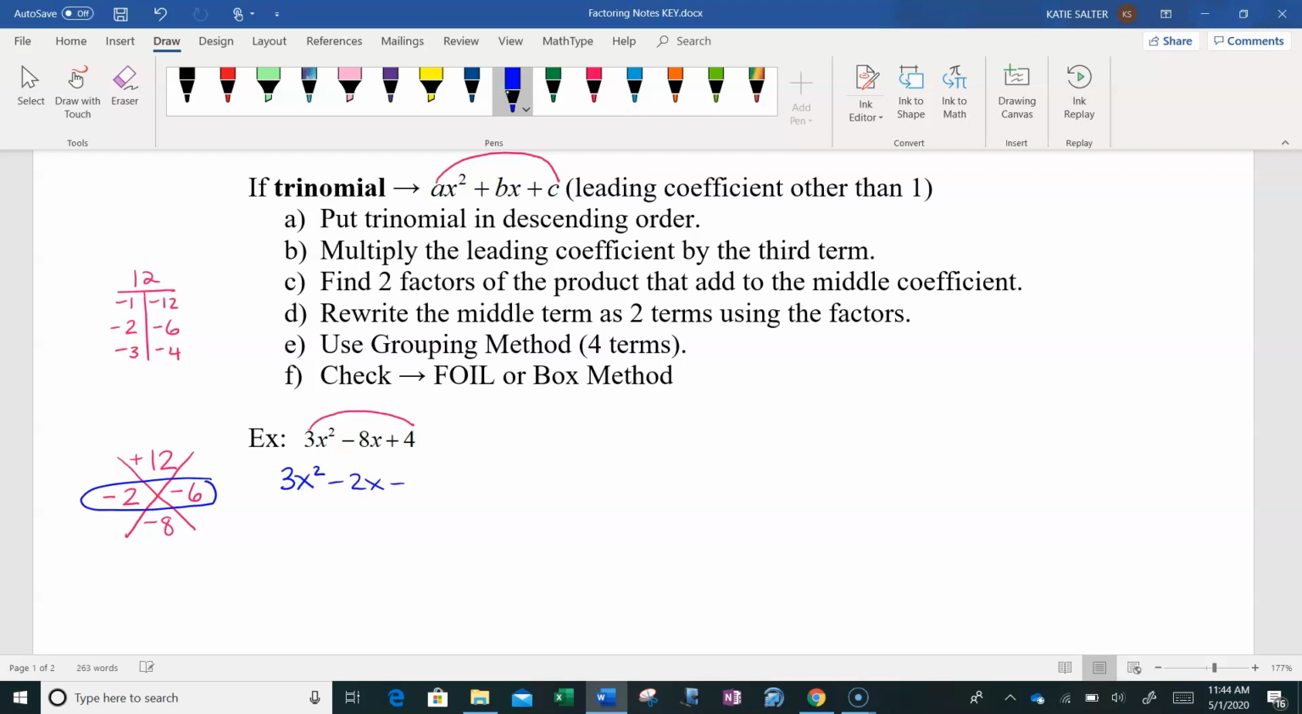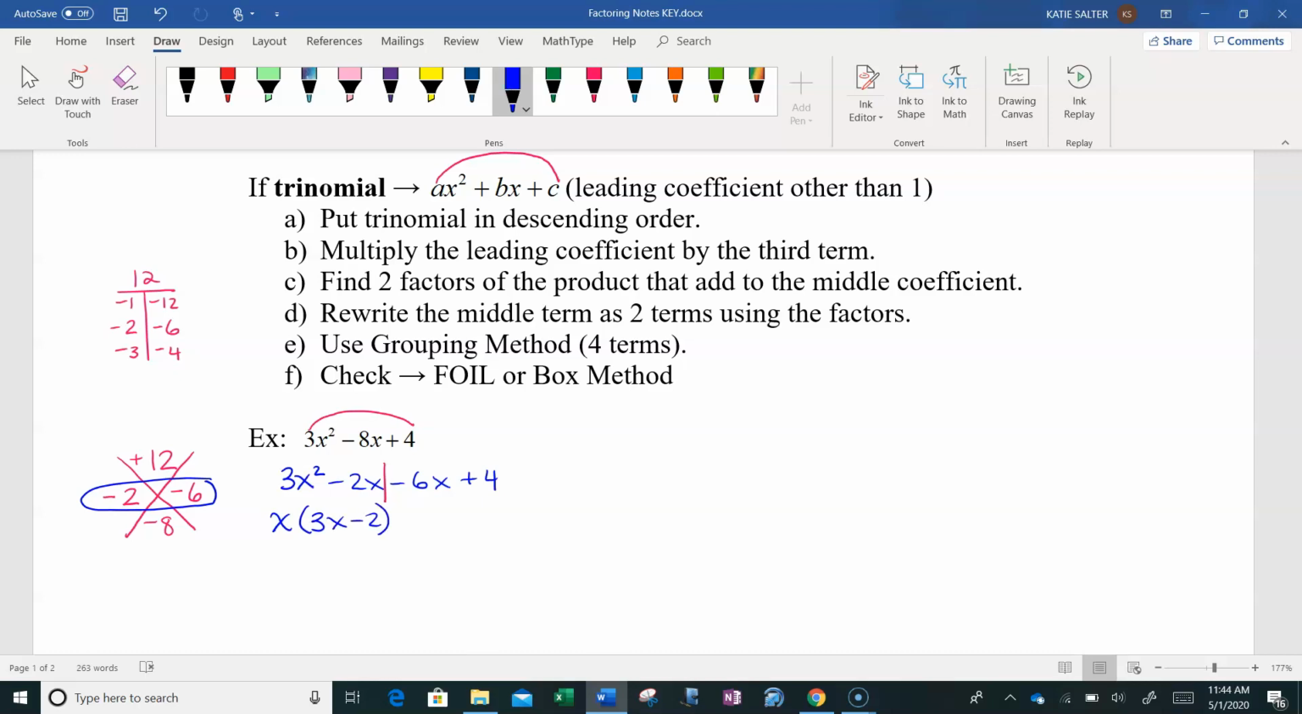Minus 2x, minus 6x. And then we're going to copy our last term. We're going to draw a line right after the second term, but before the sign of the third term. What does 3x squared and negative 2x have in common? They have an x. So when we factor that out, we're left with 3x minus 2.